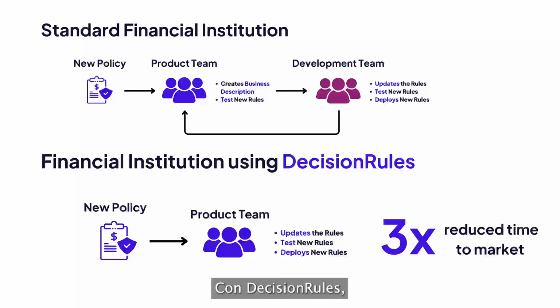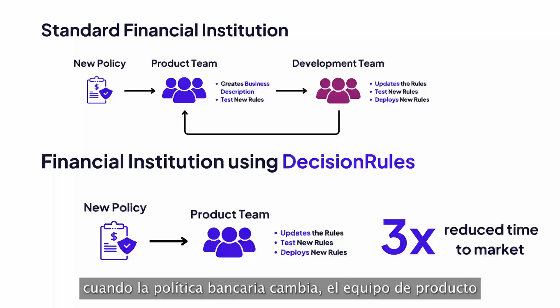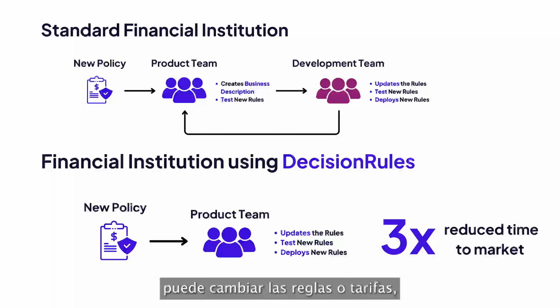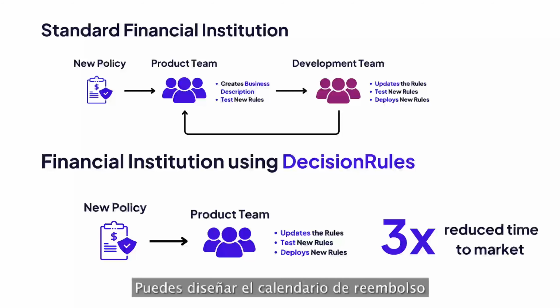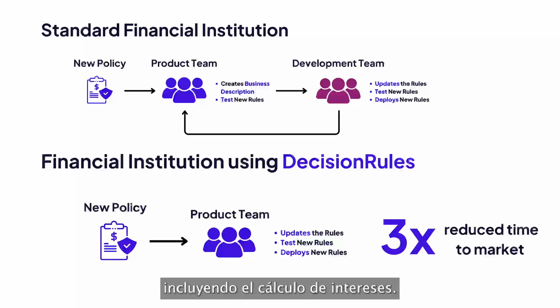With DecisionRules, the product team, when banking policy does change, can simply change the rules or the rates by themselves, test it, and also deploy it. In DecisionRules, you can design the repayment calendar, even including the APR calculation.